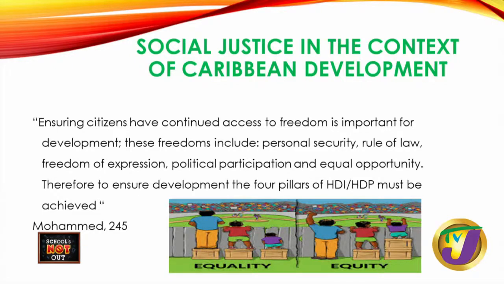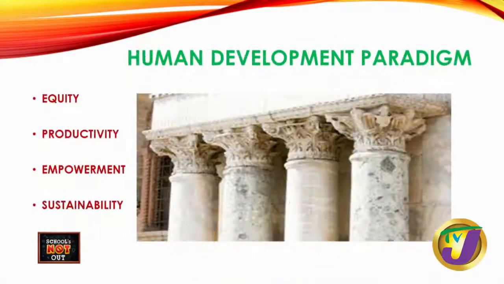Therefore, to ensure development, the 4 pillars of HDP must be achieved. You will recall the human development paradigm. Let's look back at it. The first pillar on the human development paradigm is equity. We also have productivity and empowerment and sustainability. But in this case, for this topic, we are focusing on the pillar called equity.